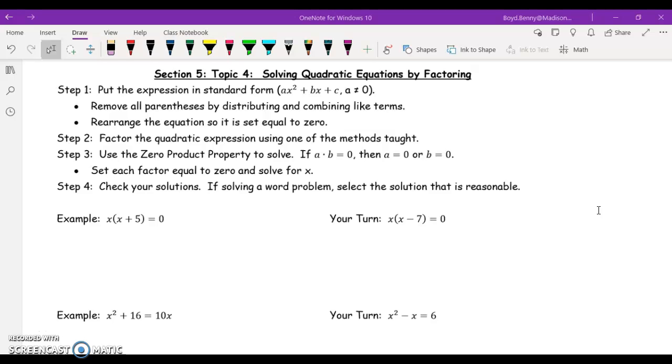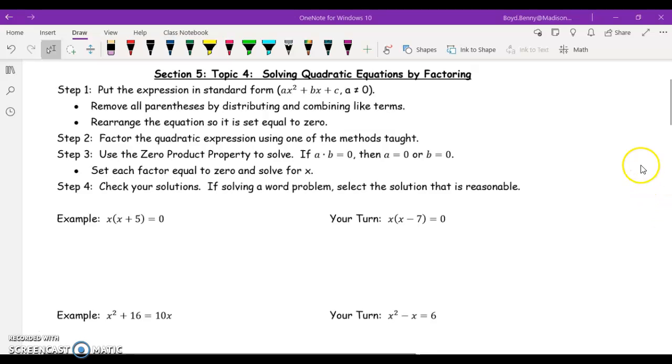Today's lesson is on solving quadratic equations by factoring. This is actually the second video that I've created on this. In the first video, all of the equations were already set equal to zero. This one's going to go a little deeper into what if they're not set equal to zero. So let's go ahead and jump right in.